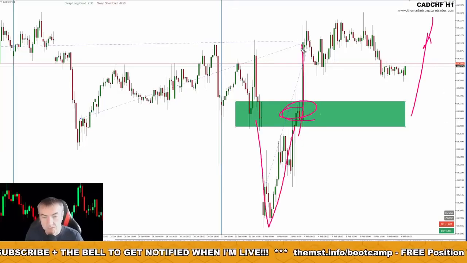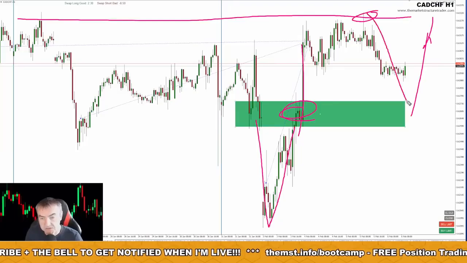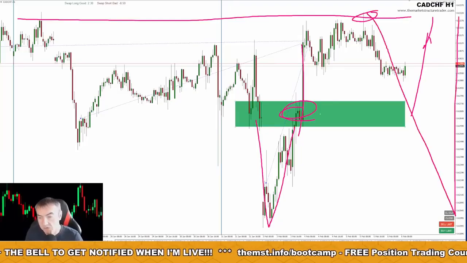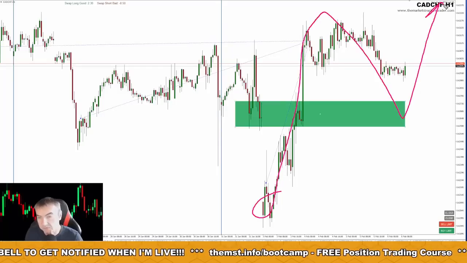So that's the gap fill done. We pushed up into the highs. We're rejecting those highs, so it's either going to stay range bound or this move is going to form market structure long.